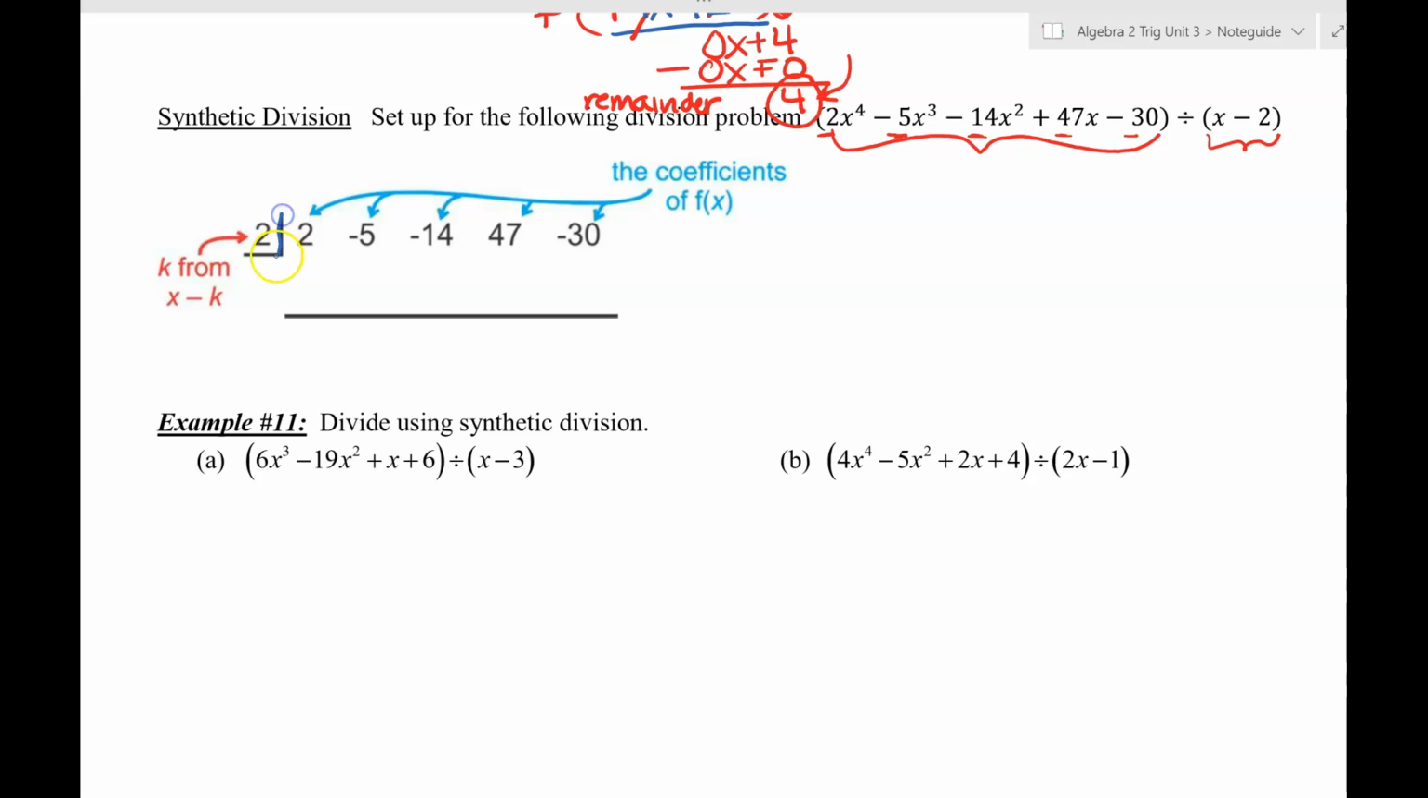Then over here in this little kind of like box area is a number, and it is basically, they wrote it like this, the k from the x minus k. Another way to say it is that it's the 0 of the divisor.